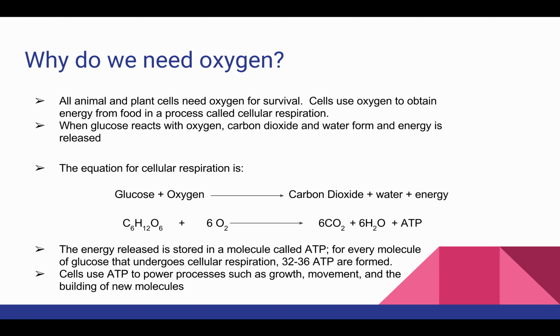So for every molecule of glucose that undergoes cellular respiration in our cells, 32 to 36 ATP are formed. Cells use that ATP to power growth, to power movement, to power the building of new molecules, to power cell division, and all the very important things that are going on inside your body. All of those require ATP.